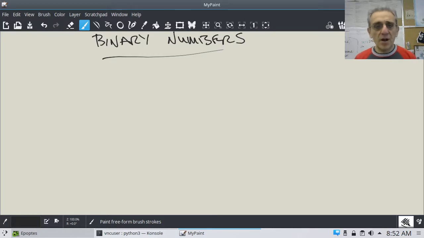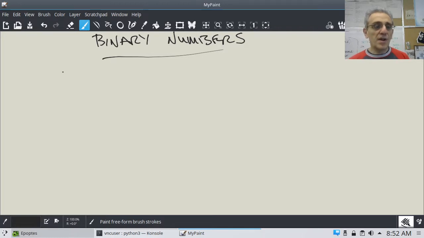Today we're going to hit a topic of computer science called binary numbers. And I know this isn't directly related to Python, although we will be showing you how to convert between binary and decimal in Python as well. So let's begin with number theory. This is basically turning into a little bit of a math course for this lesson.